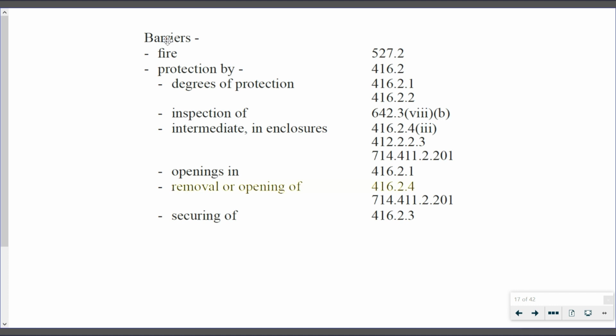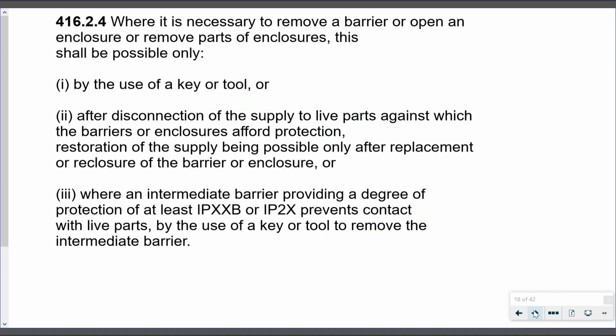So into barriers, if you go down to removal or opening of, we're looking at 416.2.4. And if you go to 416.2.4, you'll see there's this big long regulation where it talks about gaining access to enclosures, having to use a key or tool or the supply being isolated, or having intermediate barriers, which needs IPXXB, IP2X, and you can only gain access by using a key or tool to remove that intermediate barrier. So there's our answer there.